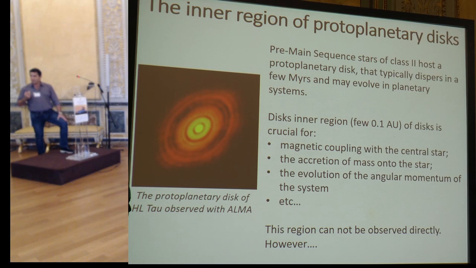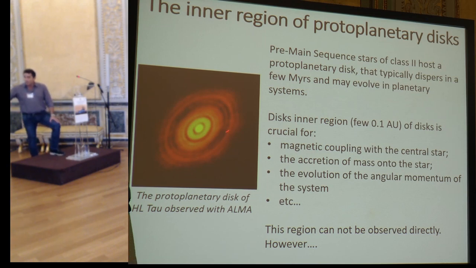The problem is that with the instruments that we have today, there is no way to directly observe the inner region of protoplanetary disks. For instance, this is one of the wonderful images that ALMA is producing of stars with protoplanetary disks, in which you can see interesting structures and morphology, but the inner region is somewhere here, very buried in the emission, and there is no way to resolve it.